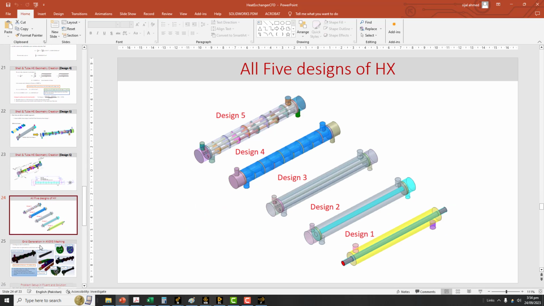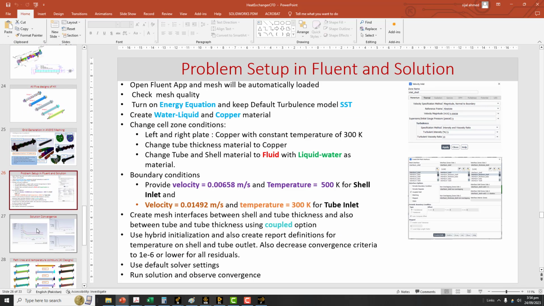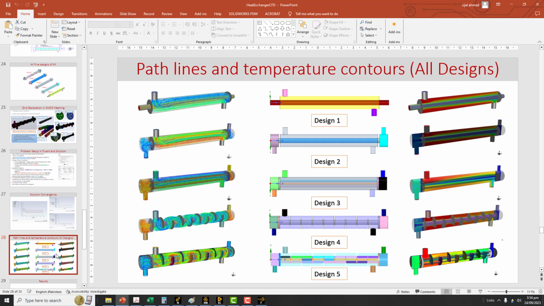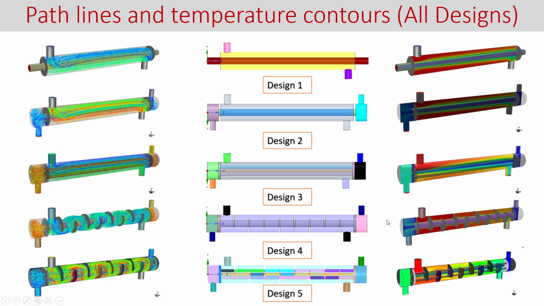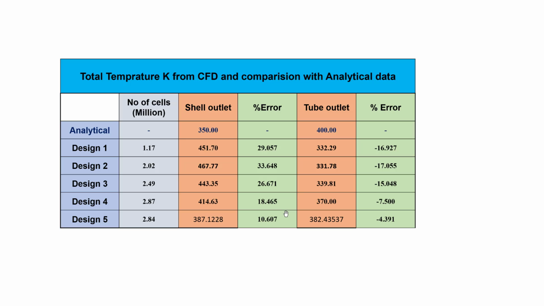And this is the side-by-side comparison. This is the meshing of the fifth case, the full complete case. This is the problem setup. This is the solution. And this is the comparison between all 5 designs. This is the comparison in terms of performance, so how much temperature we are getting. And we also know about the theoretical temperatures which we specified.